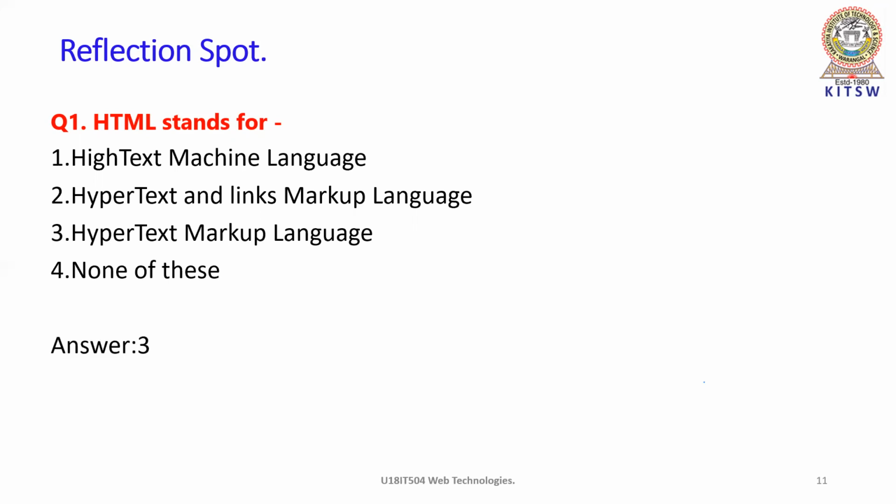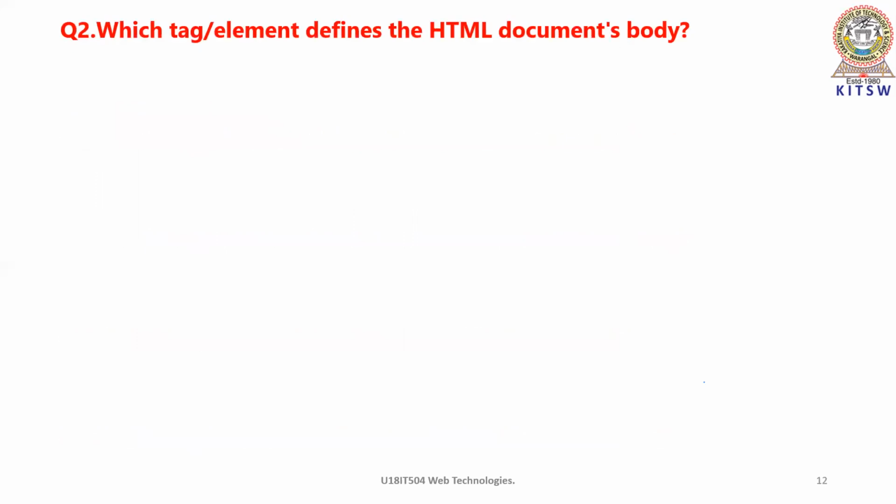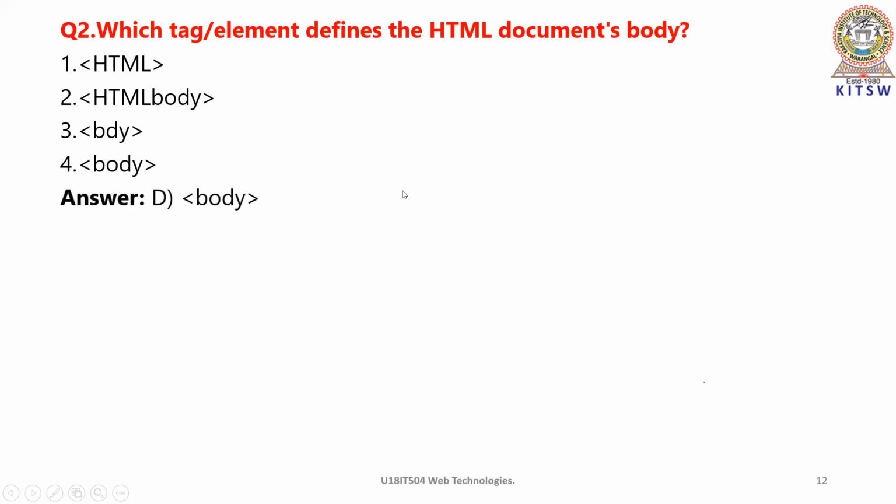Answer: 3. Second, which tag or element defines the HTML document's body? HTML tag, body tag, or something else. The fourth one is body. So now you can answer which tag defines the HTML document body. The answer is body, the fourth option.